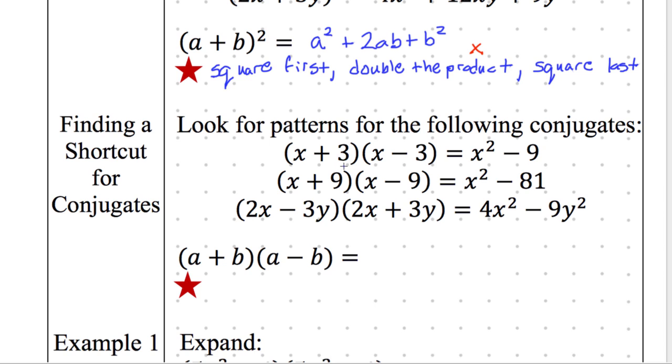Look for patterns. What do you notice here? The pattern is a little bit easier than doing the squares. Go ahead and talk about it right now in your groups. It should be noisy in here.